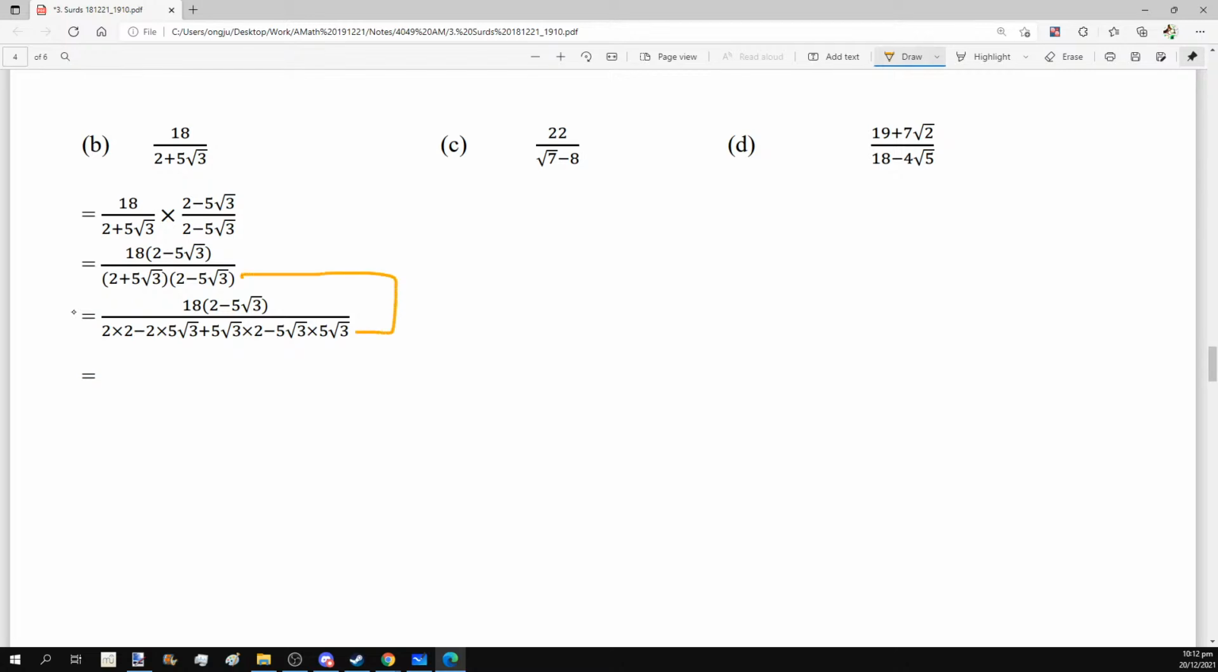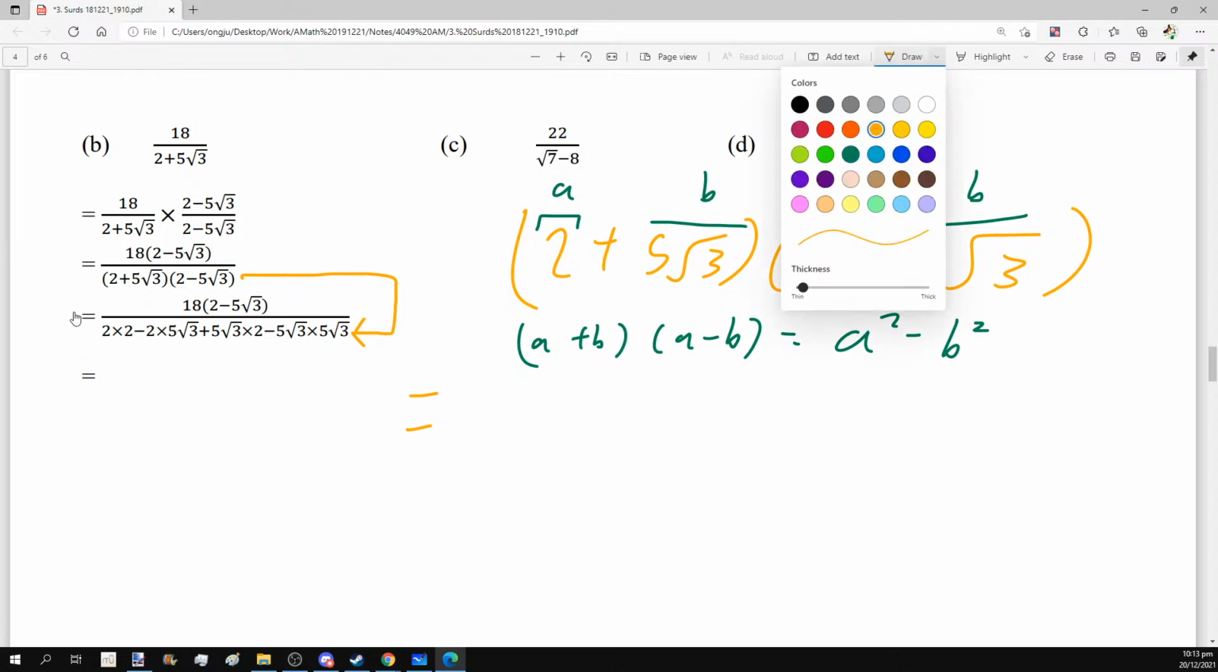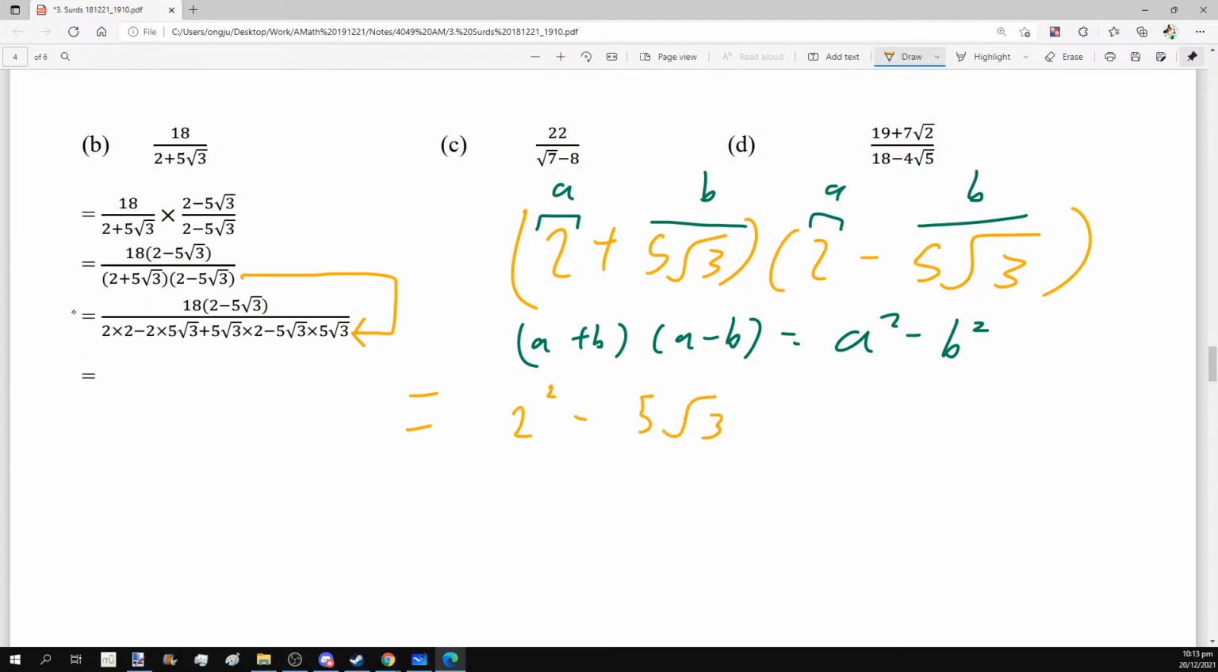Over here, in these notes, we have opened up the brackets manually, but as said earlier, what we can actually do is mentally leave a reminder for ourselves. Let 2 be A, let 5 root 3 be B. This will turn into A plus B, A minus B, which is A square minus B square. And therefore, we will have A square minus B square. From here, we'll have 4 minus 25 times 3, which is 4 minus 75, which is negative 71.